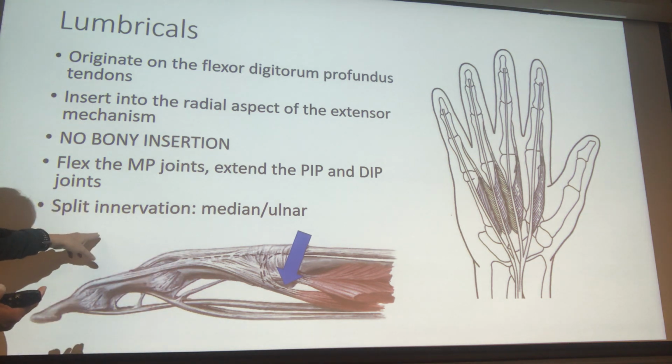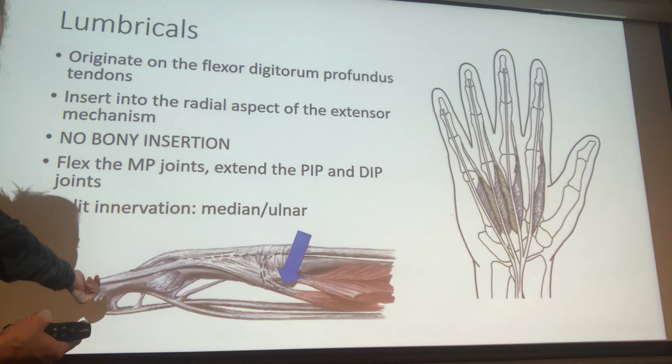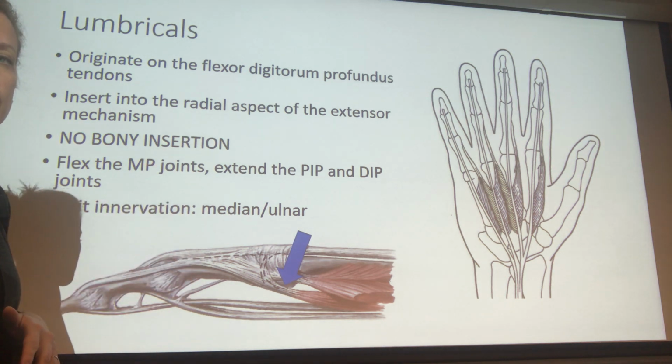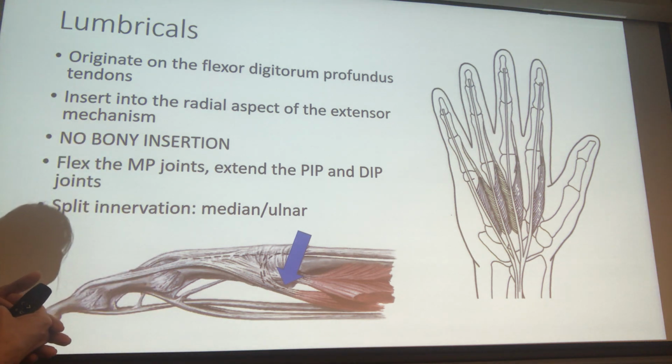Let's skip to the bottom. Because they originate on those tendons, they actually also have the same innervation. So that's important to think about. They've got that split median ulnar innervation. So the lumbricals to the index and long, median nerve, the lumbricals to the ring and small, ulnar nerve.